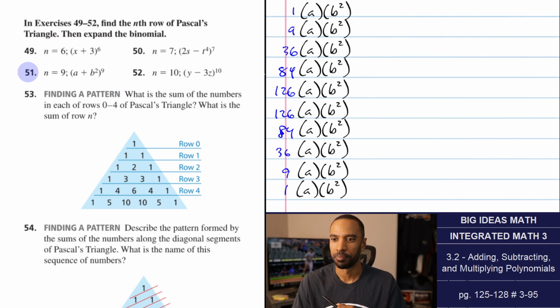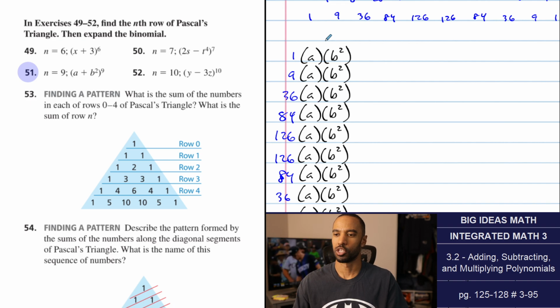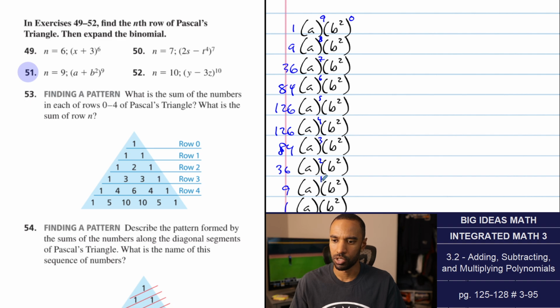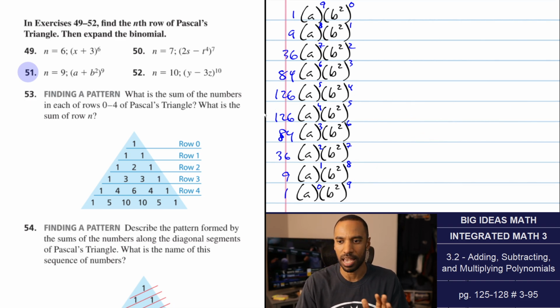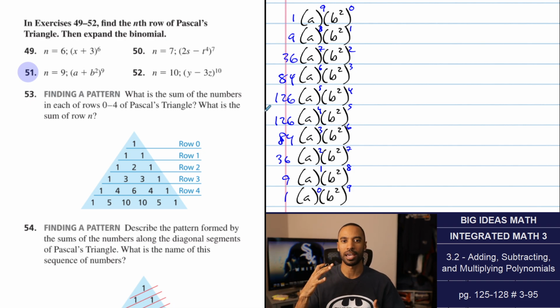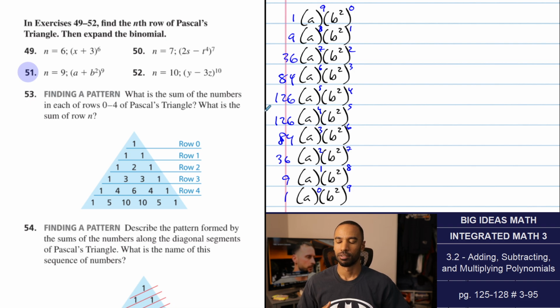Now here's the last part I have to do: raise it to certain powers. This one will be raised to the 9th power and 0 power. Then 8, 7, 6, 5, 4, 3, 2, 1, and 0. And these are raised to 0, 1, 2, 3, 4, 5, 6, 7, 8, 9. Obviously these have to add up. I still have more to do, but that helps conceptualize what we're doing. It might be cleaner work for you guys.